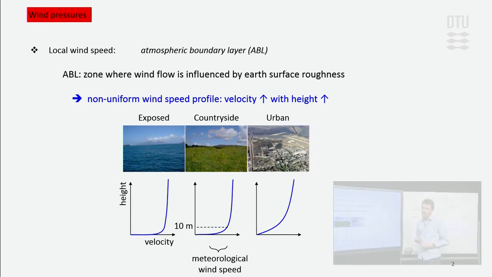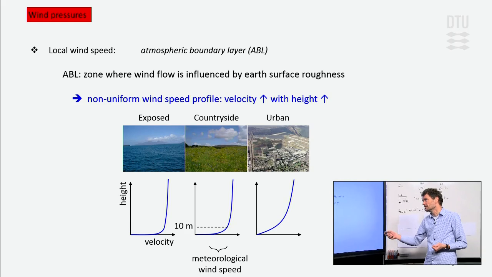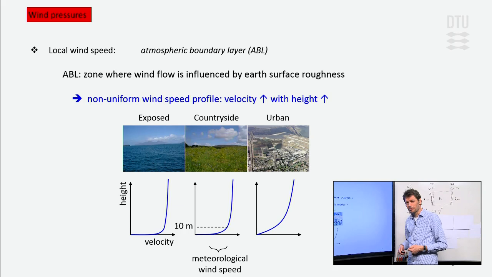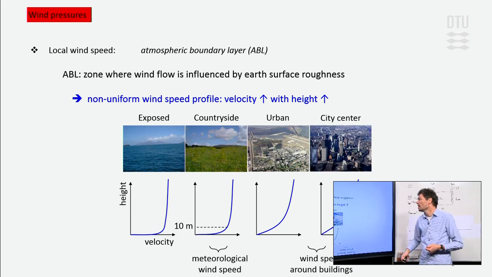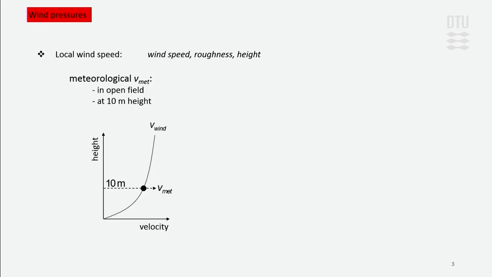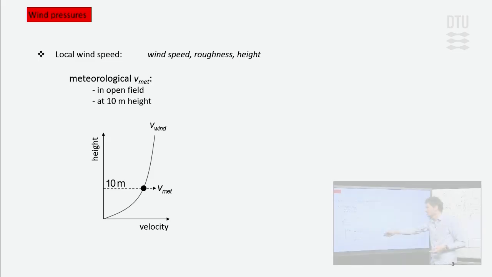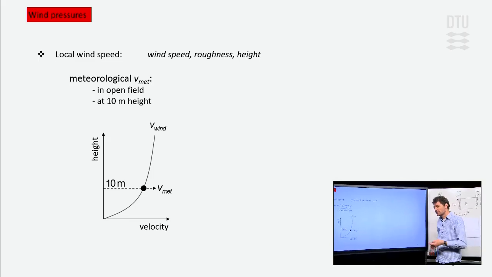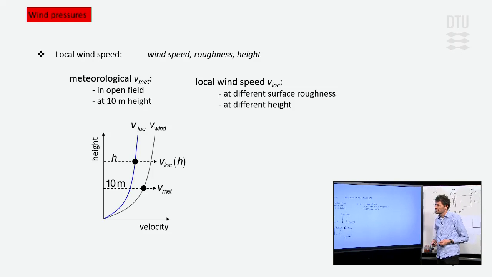Then, of course, what we're interested in for our buildings is the urban areas, where we have yet another wind velocity profile. And even in the city center, it's different again. So the wind profile is different, and also the wind velocity that we should consider as it reaches our buildings will be somewhat different. So we have this expression here, where we can see the wind profile for the wind velocity in open field, the meteorological measurement, as I said before, at 10 meters height.